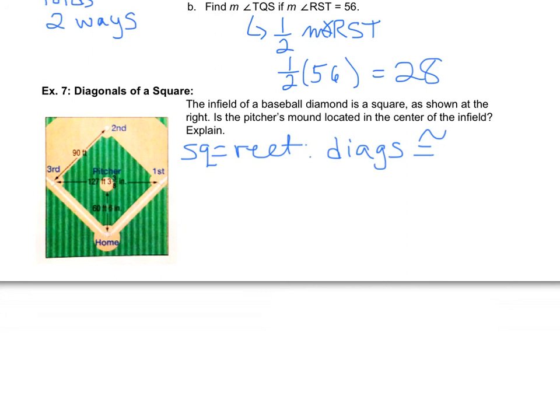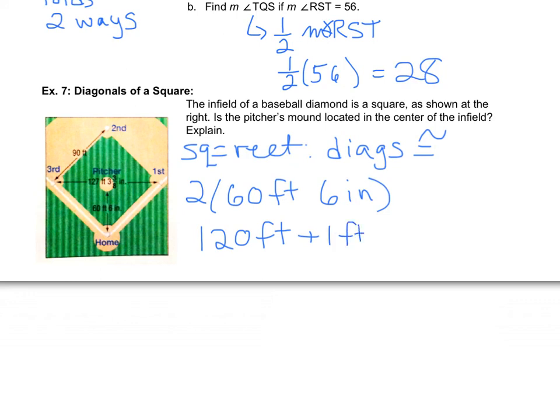So if I were to simply double that distance to see if this is truly in the center of the infield or not, I take 2 times 60 feet and 6 inches, then I would have 120 feet, and then of course 2 times 6 inches is going to give me 1 more foot. So it really should be 121 feet from home to second if that is the middle.